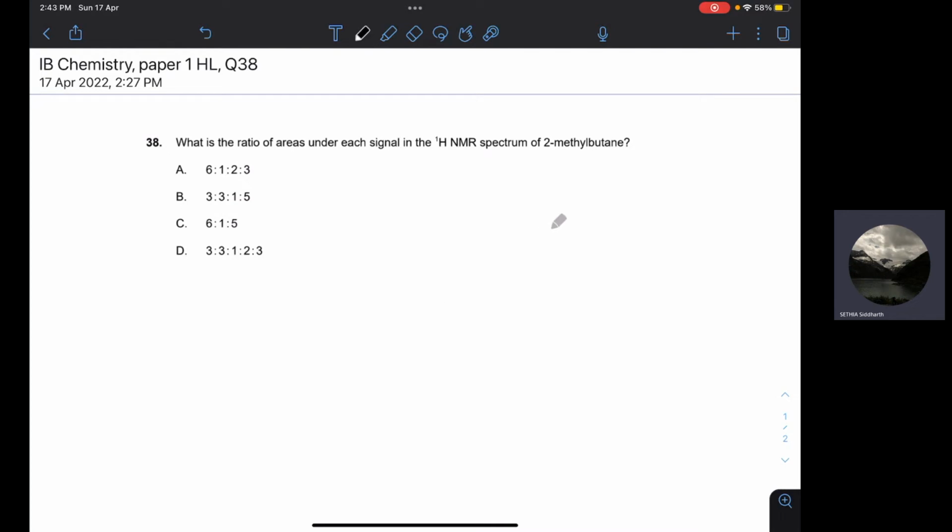So let's take a look at this question. This is question number 38 from paper 1HL. A subscriber sent me this question to answer, and it's to do with the HNMR spectrum. The question asks, what is the ratio of areas under each signal in the HNMR spectrum of 2-methylbutane?